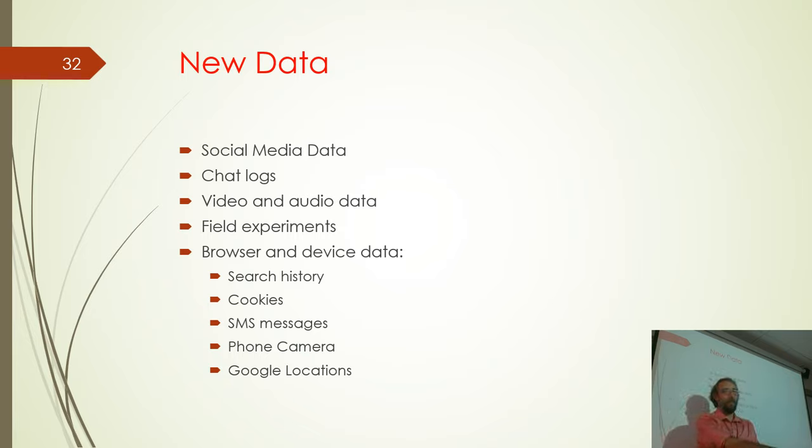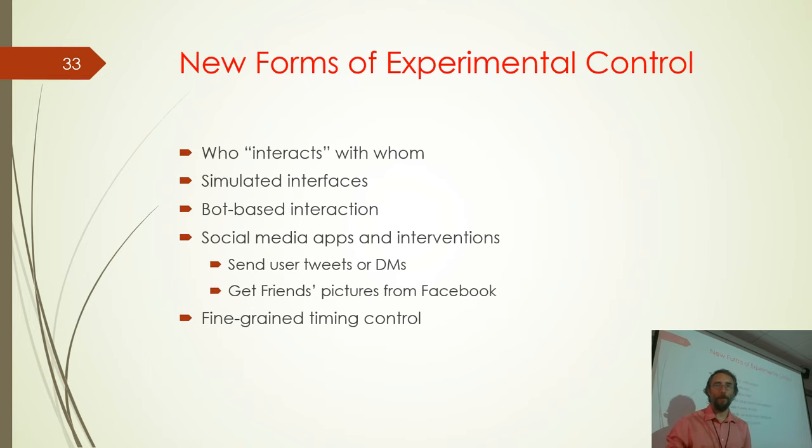So with the online lab, integrating it with the physical lab, you can collect data from folks' browsers and their devices, like search histories or cookies, their SMS messages, their images from their camera, and their locations from Google. Of course, all of this stuff with people's permissions.